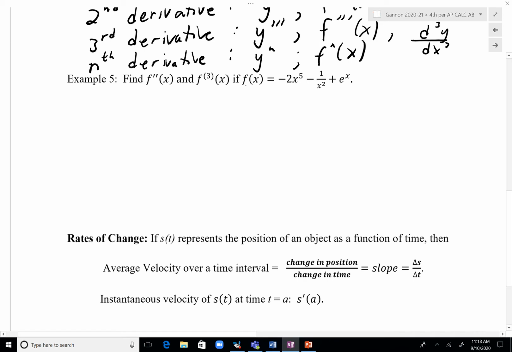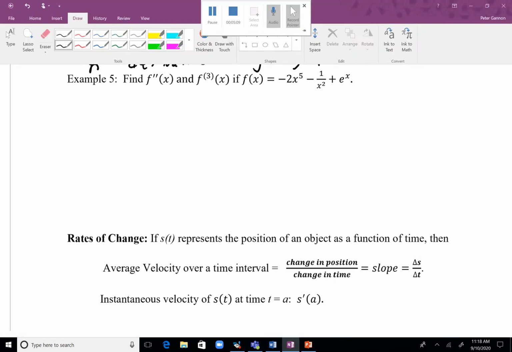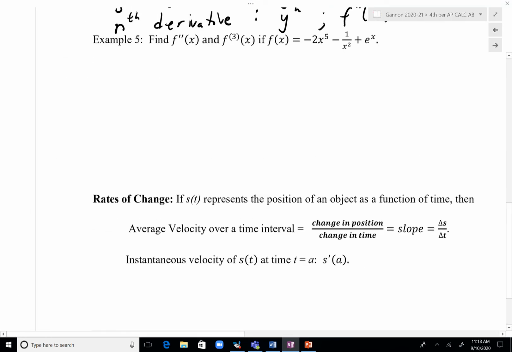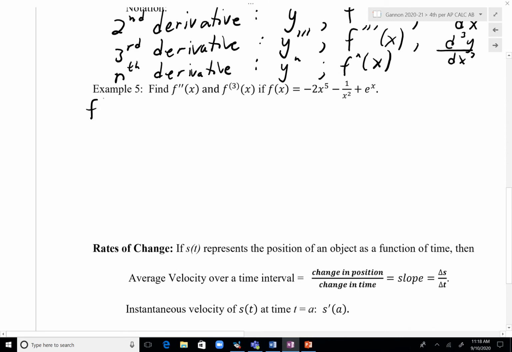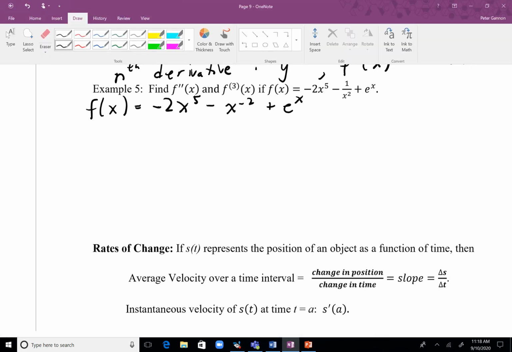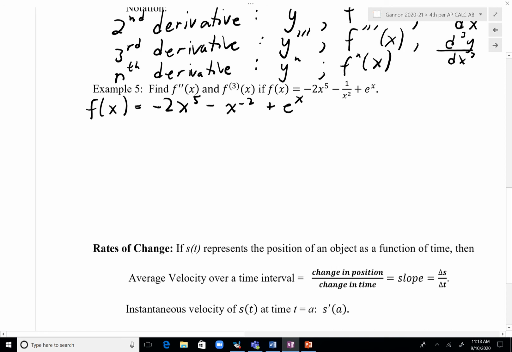And in this case, f of x is given to us as negative 2x to the fifth minus 1 over x squared plus e to the x. The first thing I'm going to do in that problem is rewrite that function so that I can apply our rules. So negative 2x to the fifth is fine. 1 over x squared, I'm going to rewrite as x to the negative second power, and then plus e to the x. The reason we're doing that is we want to be able to apply those rules we talked about, power rules, things like that.